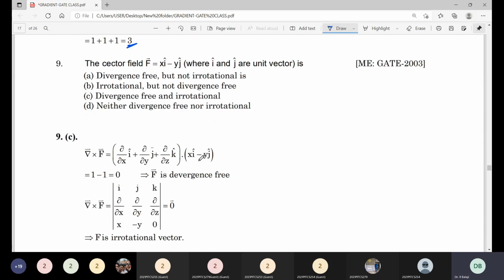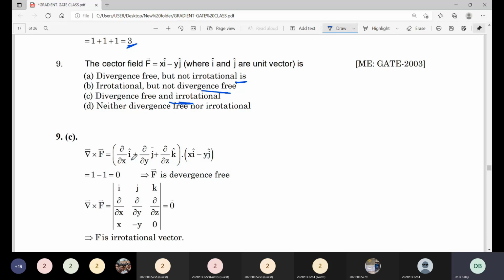Now, listen. See, the vector field F vector is equal to xi vector minus yj vector, where i and j are the unit vectors. Options: is it divergence free but not irrotational, then irrotational but not divergence free, or divergence free and irrotational?